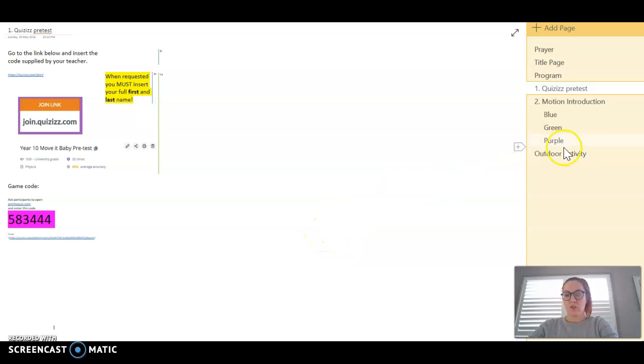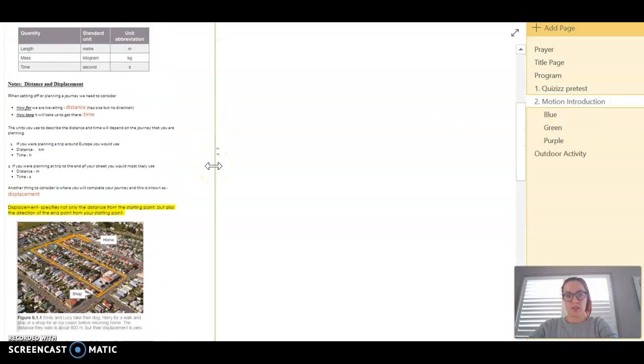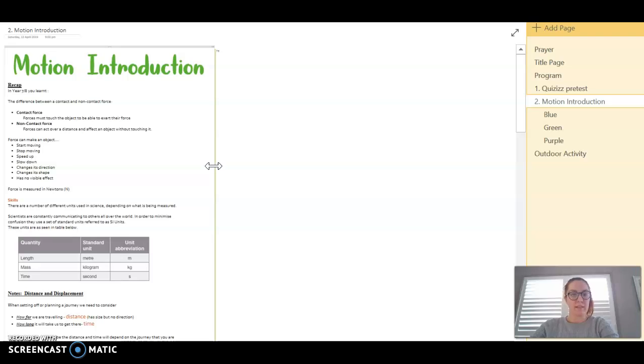The last thing I want you to do today is go to number 2, motion introduction. This is our first topic and it's going to be looking at distance and displacement. Every single person in this class should be able to understand distance and displacement and explain the difference between the two and also do some mathematical calculations.